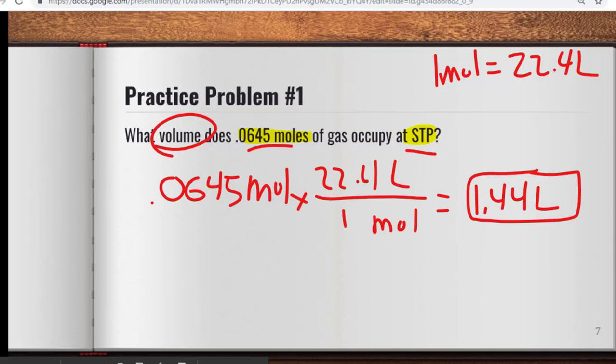Now, that's an easy problem. It's going to get a bit more complicated, but what you want to look for is, are we going from moles to volume, and is the gas at STP? If it is, you can use your 1 mole equals 22.4 liters. Let's look at a little bit more challenging type of problem.